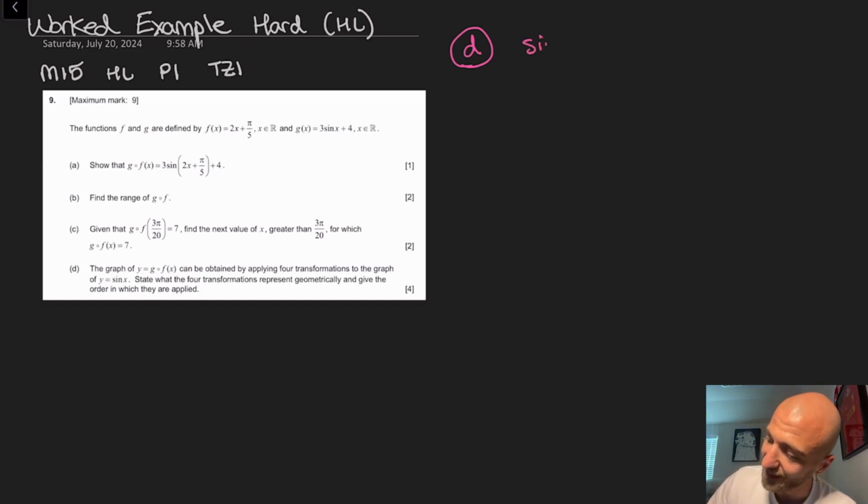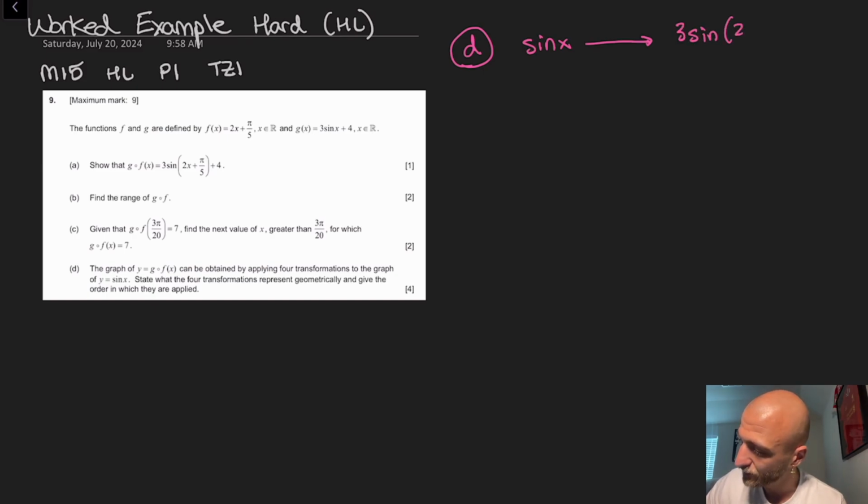So we want to start at sine of x, and we want to do 4 different transformations to get to the composite function 3 sine of (2x plus pi over 5) plus 4. What are those steps? 4 of them.